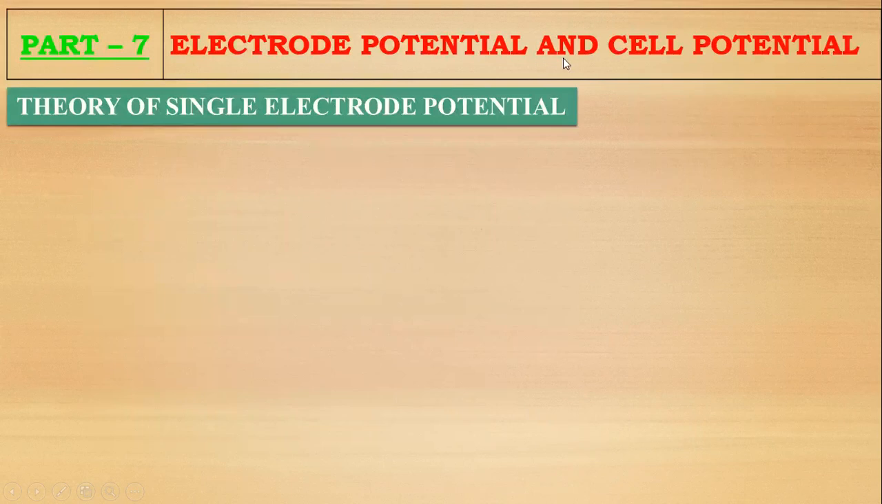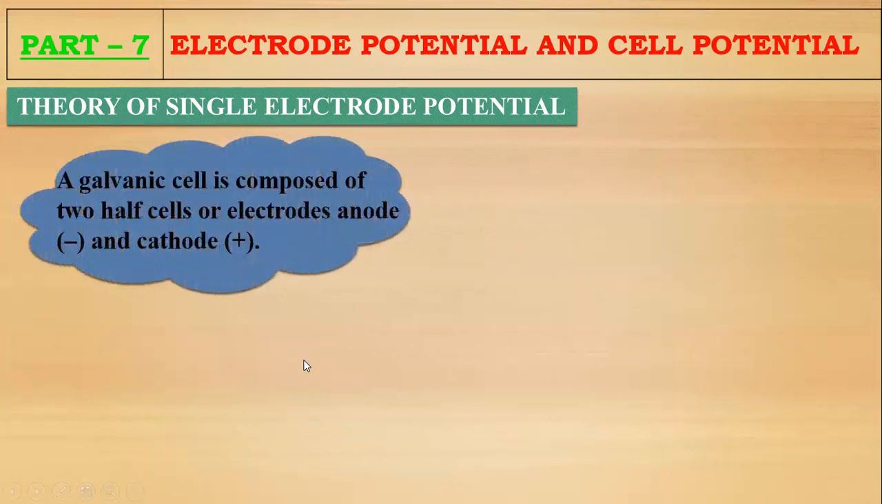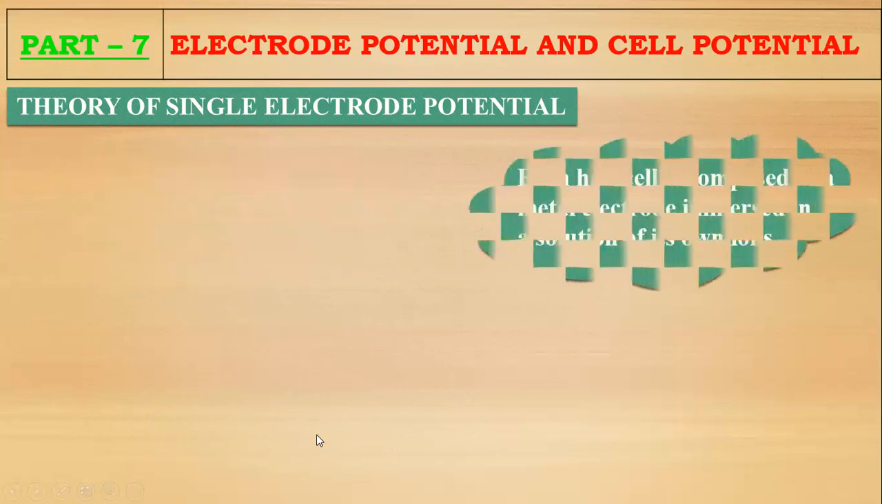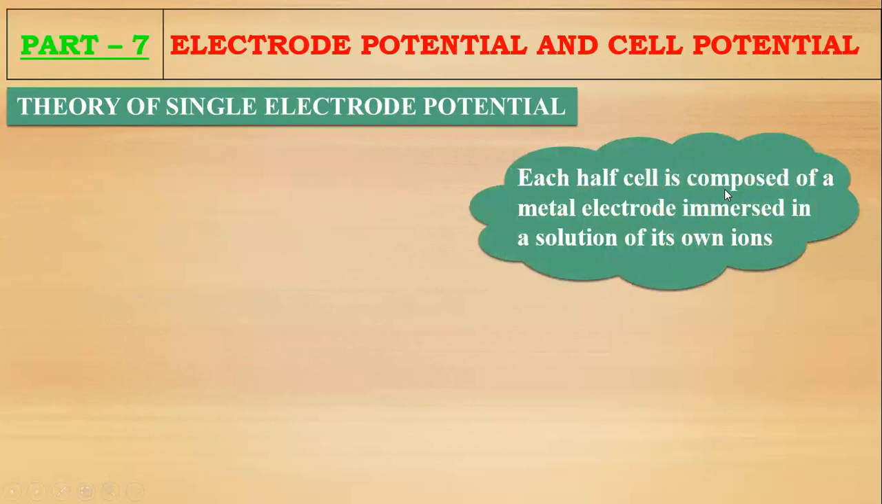Now, electrode potential and cell potential. This is another topic, electrode potential and cell potential. So, theory of the single electrode potential. What is single electrode potential? A galvanic cell is composed of two half cells or electrodes, anode and cathode. Each half cell is composed of a metal electrode immersed in the solution of its own ions. जैसे आपने देखा ना, zinc immersed into what? Zinc ion. Copper immersed into what? Copper ion.